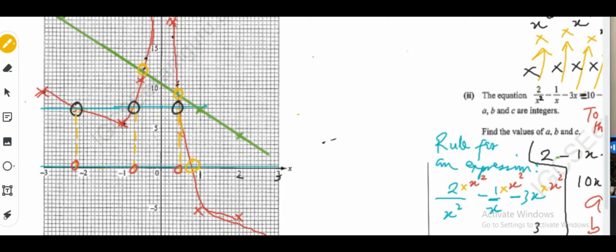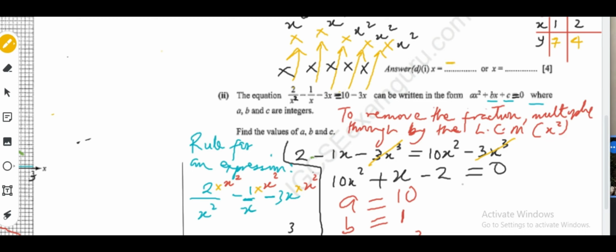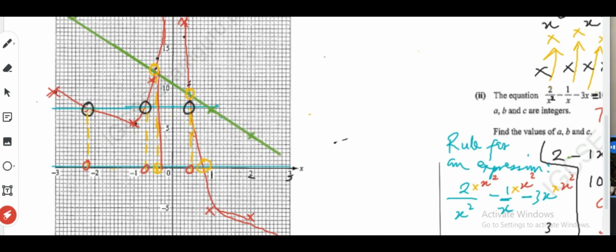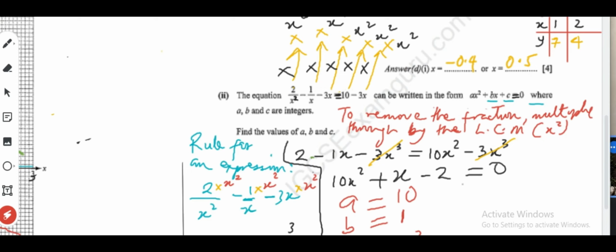And at this point we trace down, almost like the other one. This one we trace down to here. This is about minus 0.4, and here is about 0.5. So it's about minus 0.4 and 0.5, where you trace down this position and this position. Okay?